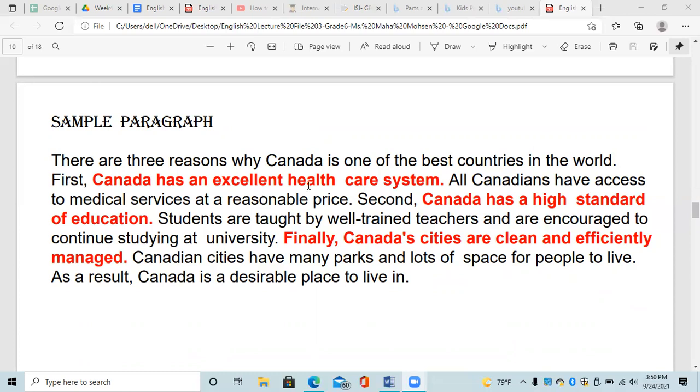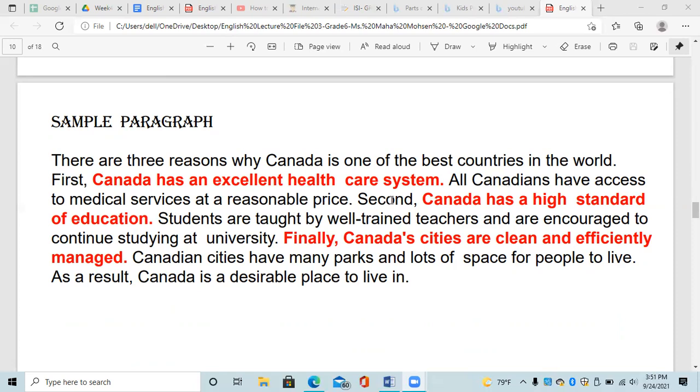Canada has an excellent healthcare system. First, this is the first idea I'm going to talk about as a supporting idea for the topic sentence. Canada has an excellent healthcare system. I'm elaborating more. All Canadians have access to medical services at a reasonable price. So this is the supporting detail, the supporting sentence. And here I'm also explaining it more, or elaborating on that idea.